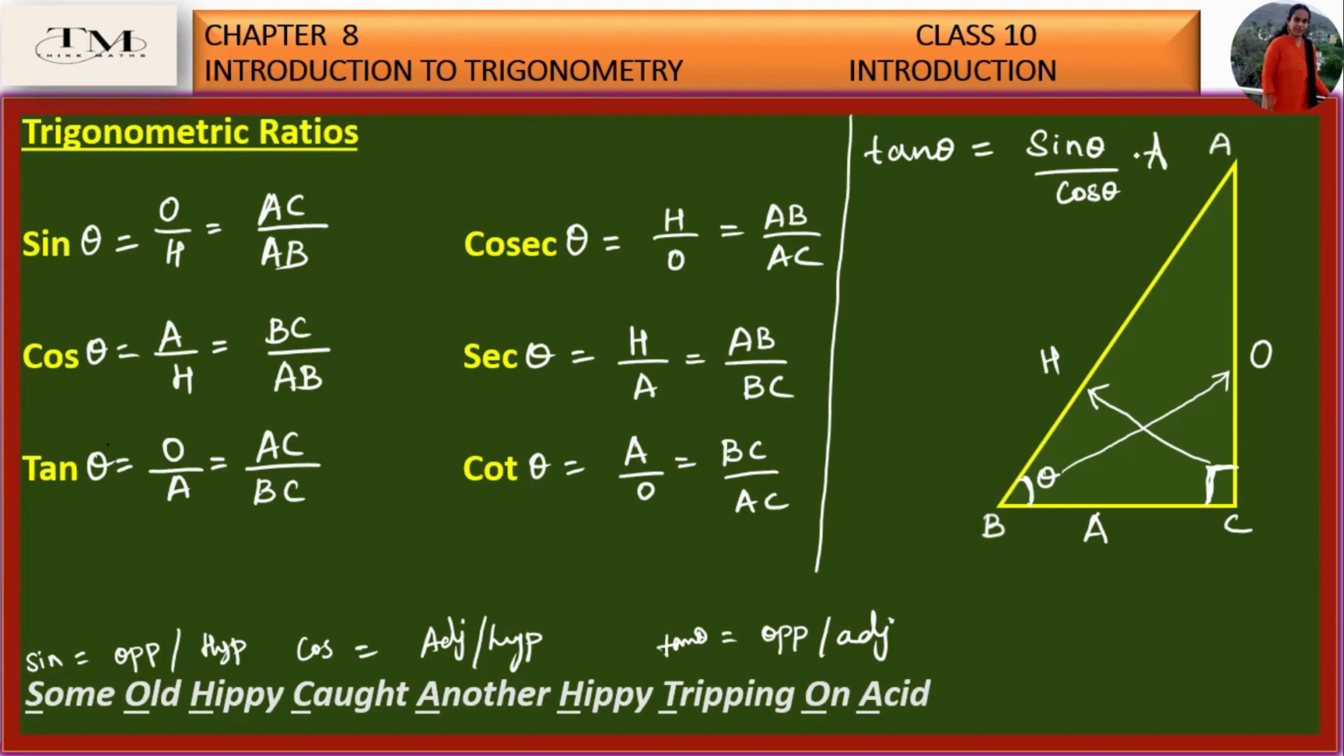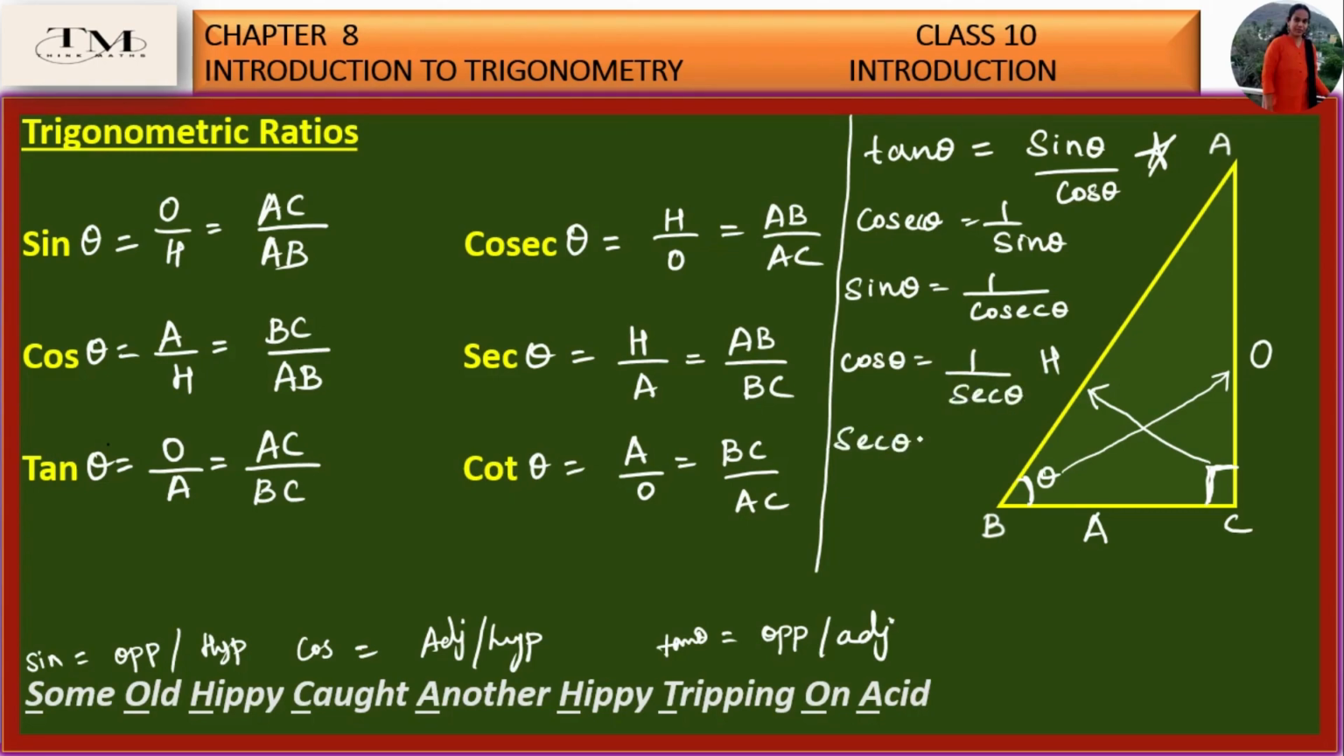So this relation is very helpful in solving some trigonometric identities. Also we learned cosecant theta is equal to 1 by sine theta. In the same way, sine theta will be equal to 1 by cosecant theta. So another thing is cos theta is equal to 1 by secant theta. Also secant theta is equal to 1 by cos theta.